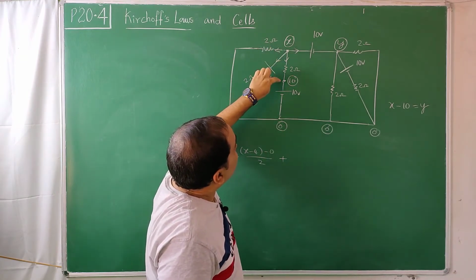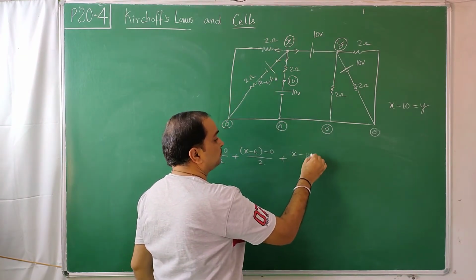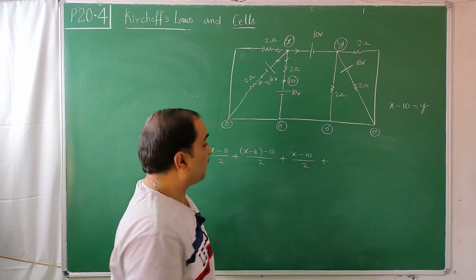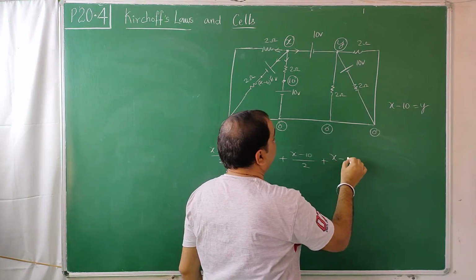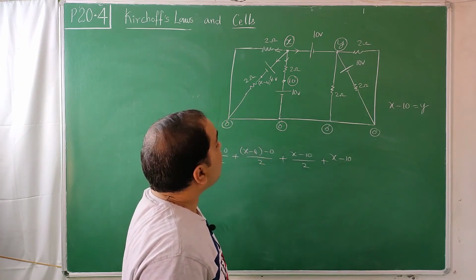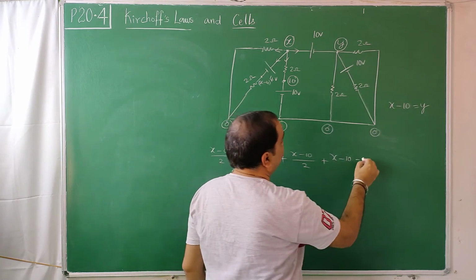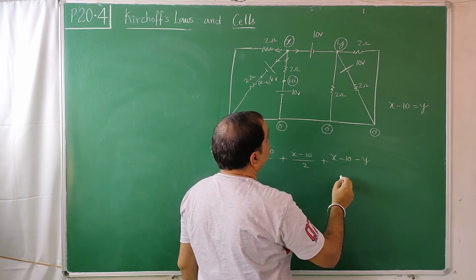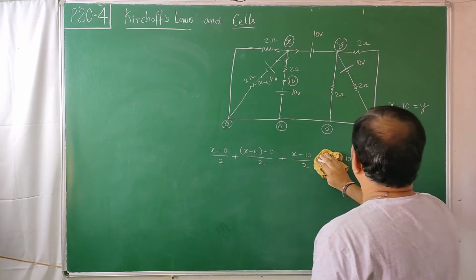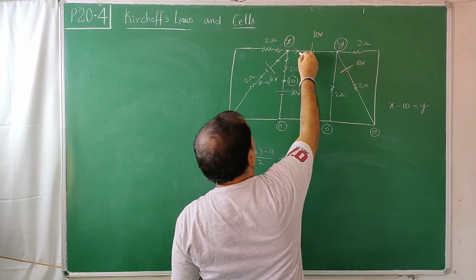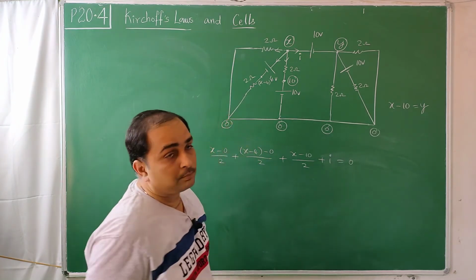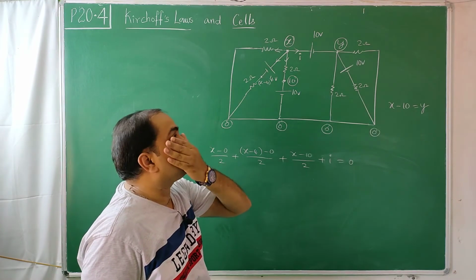Next, this junction, x minus 10 by 2 plus it's going that side, right? That also x minus 10 minus y. There is no resistor here. So call that current to be I, plus I is equal to 0. That current you call it as some current I, equal to 0.